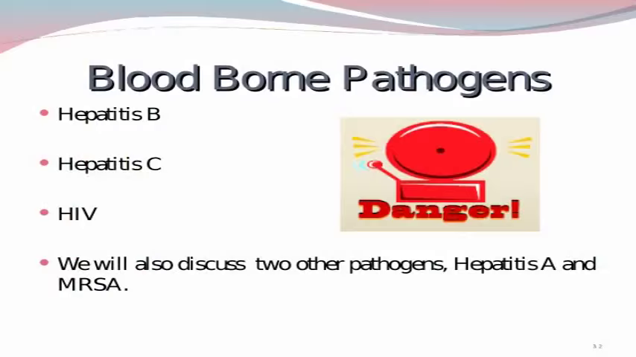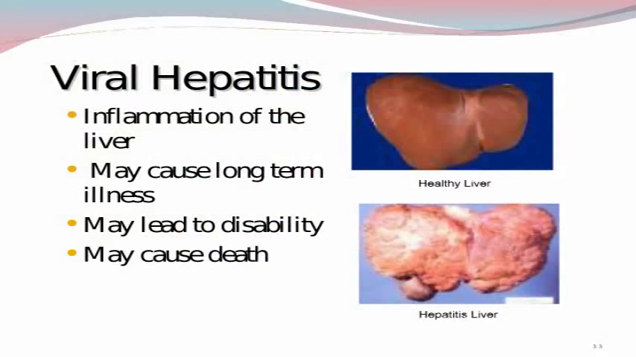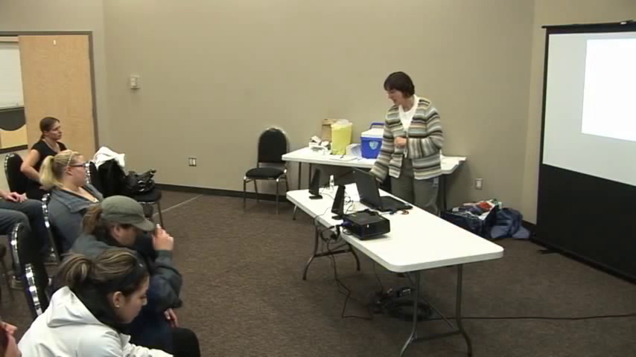The bloodborne pathogens that I'm going to spend most of my time on are hepatitis B, hepatitis C, and HIV. And then we're going to talk a little bit about hepatitis A and something called MRSA, which you guys may come into contact with. So with hepatitis, hepatitis is caused by a virus. Okay, there's different forms of hepatitis, and they use letters. So they start at A, and I think they're all the way up to like G right now. So there's different types of it. It usually can cause long-term illness. It can cause disability, and it can kill you. Okay, so it's not something that we really want to fool around with.